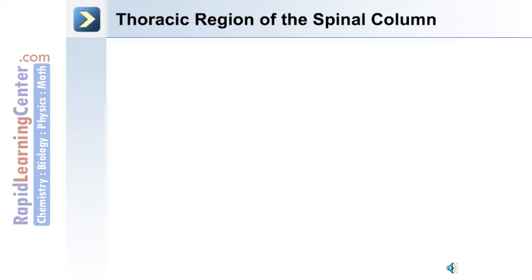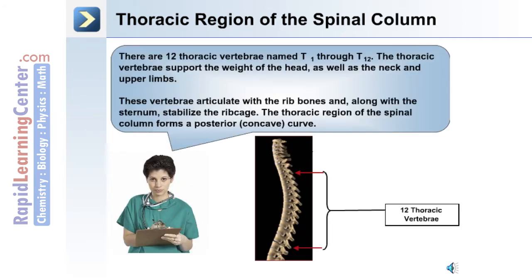The next region of the spinal cord we'll discuss is the thoracic region. There are 12 thoracic vertebrae, named T1 through T12. The thoracic vertebrae support the weight of the head as well as the weight of the neck and upper limbs.